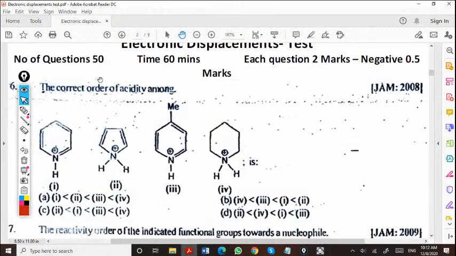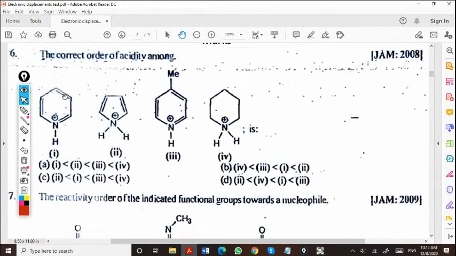So next question, correct the acidity among the given compounds. So what is acidity? Acidity is the H plus donation capacity. Here bases are given and it is asking for the H plus donation. How are we going to find it?